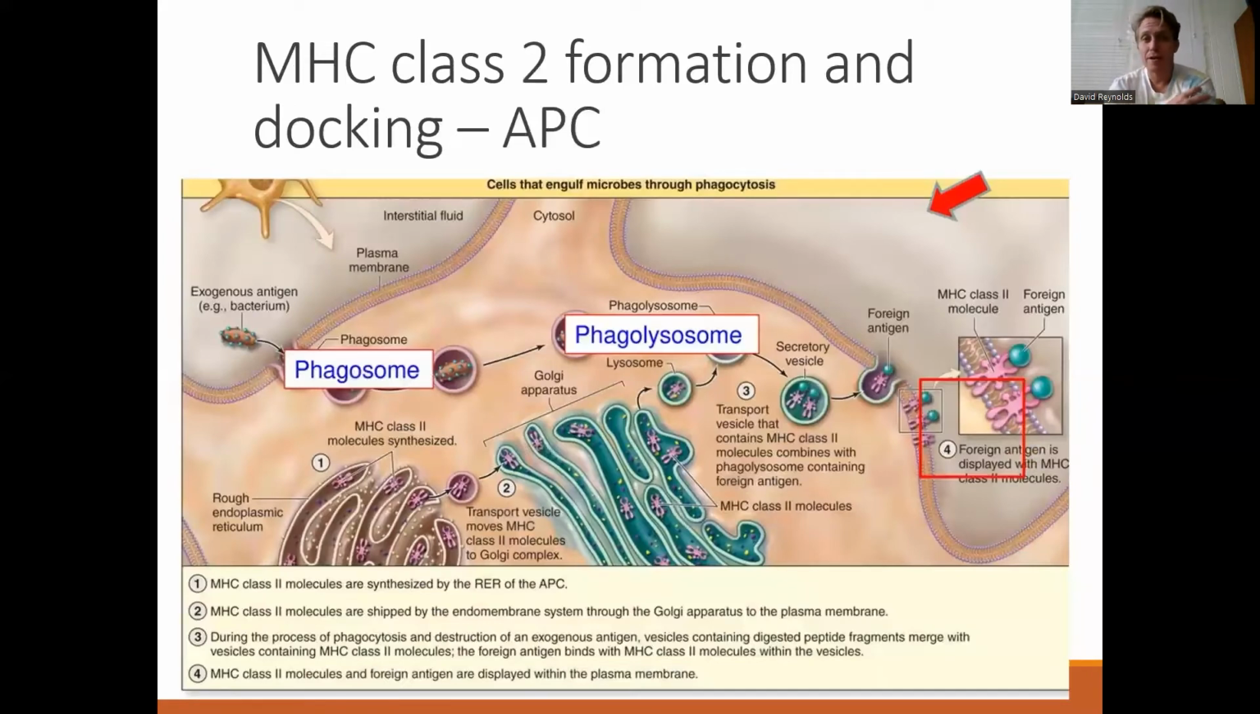Then we have class 2 MHC. So MHC class 2 is, again, from those antigen presenting cells, whether they be dendritic cells, macrophages, or B lymphocytes. And these are going to do this in order to present that antigen to one of the adaptive immune cells, whether it be other B cells or the T cells that can then go and hunt that antigen. So very similar process like we saw before, but it involves phagocytosis here.